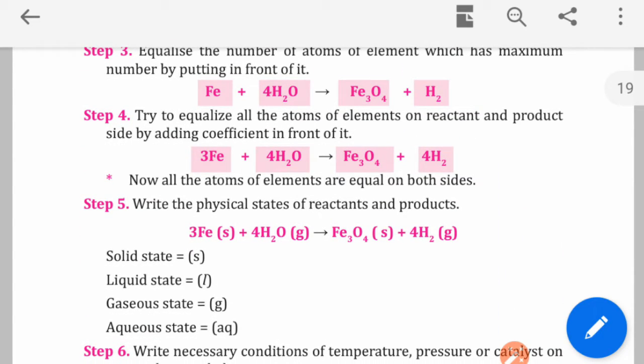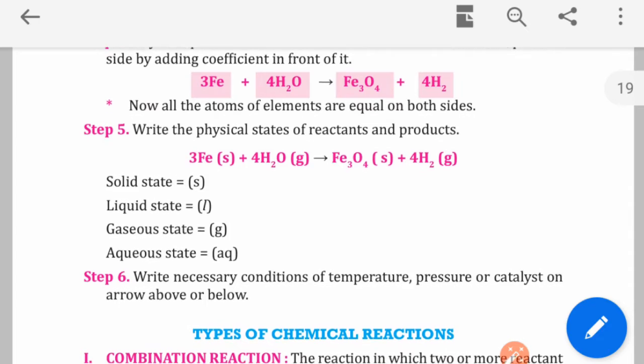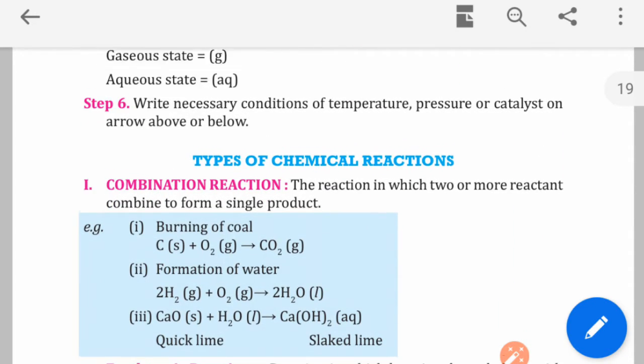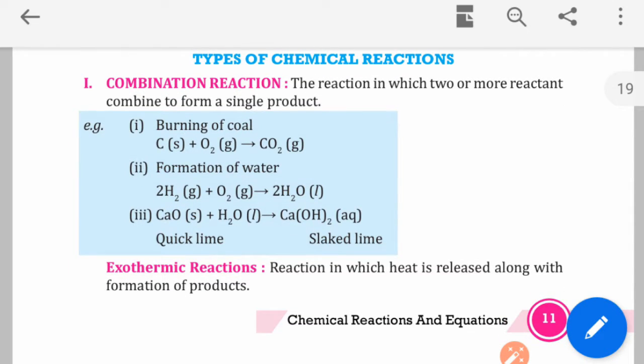S indicates solid state, L is for liquid state, G is for gaseous state, and AQ is for aqueous state. Write all the conditions necessary for temperature, pressure or catalyst. Now let's learn the different types of chemical reaction. The first example that we have here is combination reaction.